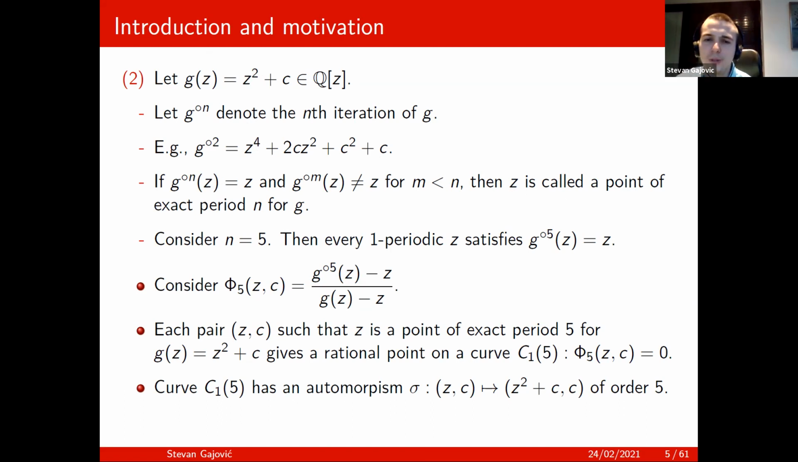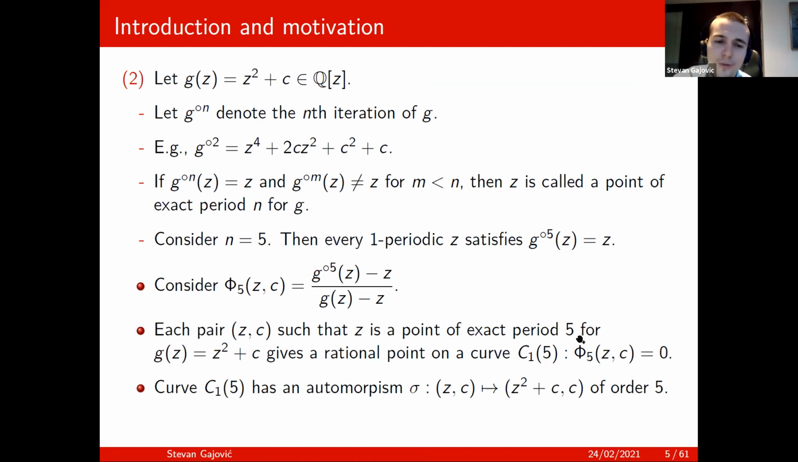And the good thing about periods is that if we have a period of degree 5, for example, and we go from 1 to 2 to 3 to 4 to 5, then we go back to 1. So it's the same if we start from 2 and go to 3, 4, 5, 1, and 2. That explains why this curve actually has an automorphism, because if z is a 5-periodic point, then its iteration z squared plus c is also a 5-periodic point. And that is very useful in this case, because this curve C1 of 5 has large genus 14.